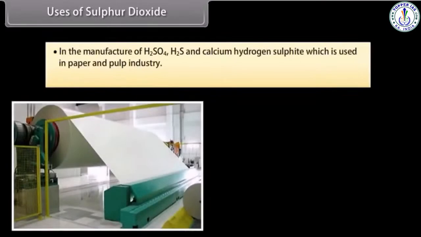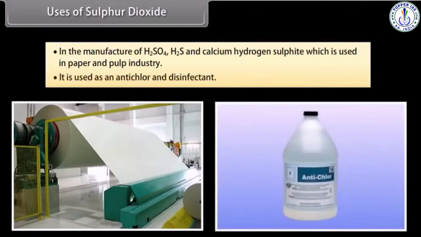Uses of sulfur dioxide. The important uses of sulfur dioxide are the following. In the manufacture of H2SO4, H2SO3 and calcium hydrogen sulfite, which is used in the paper and pulp industry. It is used as an anti-chlor and disinfectant.